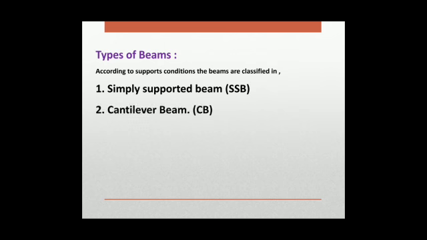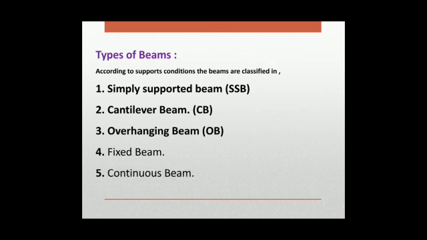Now see types of beam. According to support conditions, the beams are classified in the following types. First, simply supported beam. Second, cantilever beam. Third, overhanging beam. Fourth, fixed beam. And fifth, continuous beam.